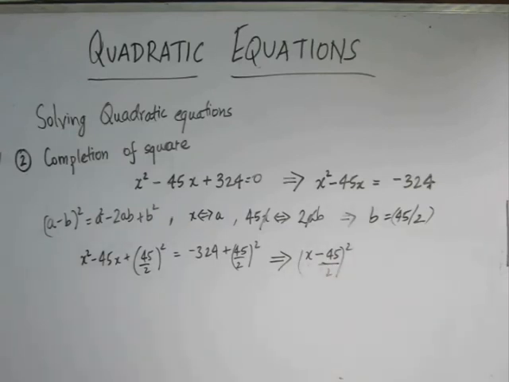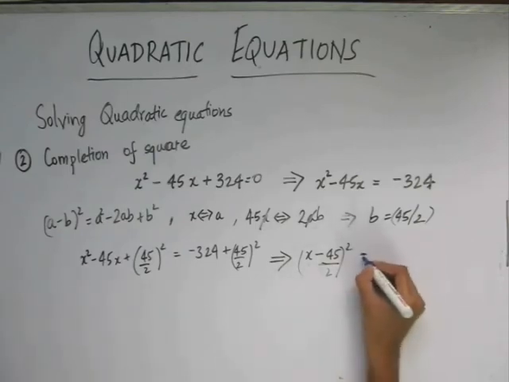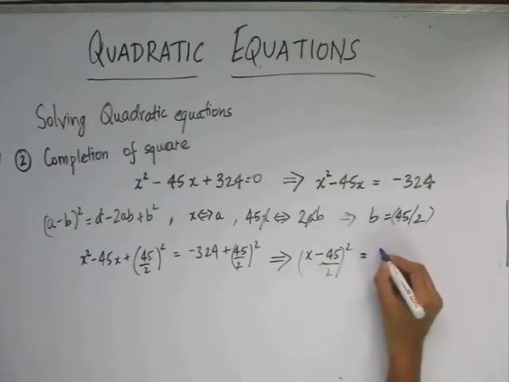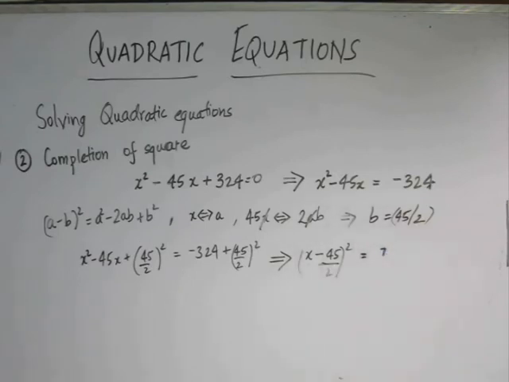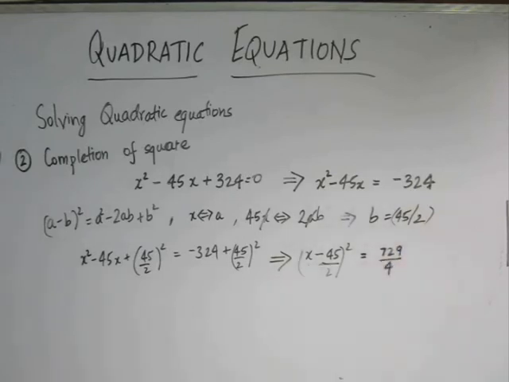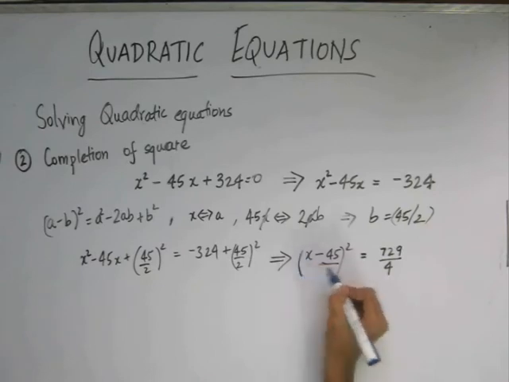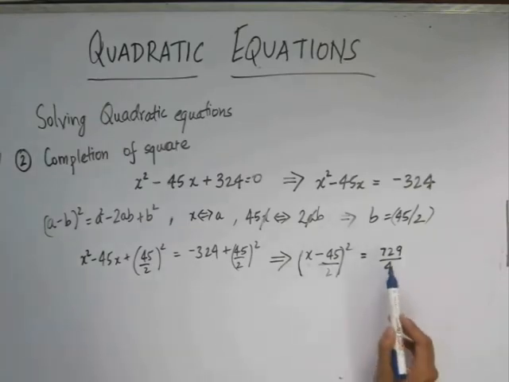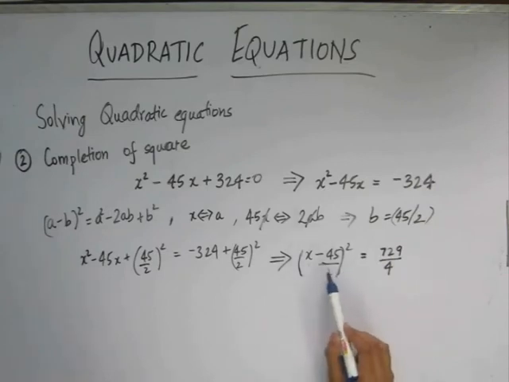And the right hand side, if you solve, you will get a value of 729 by 4. Now we know that left hand side is equal to right hand side. Now if we take square root on both the sides, then we know that either the right hand side can be is equal to x minus 45 by 2, or it can be the negative value of this, because even minus of a square gives the value same as a square.